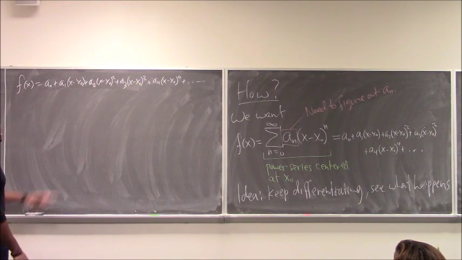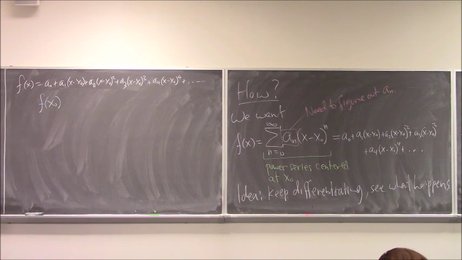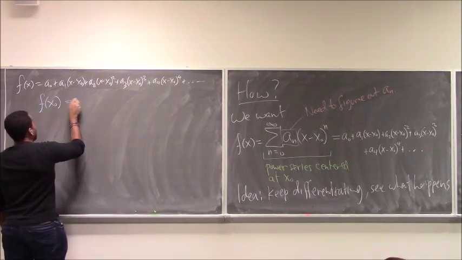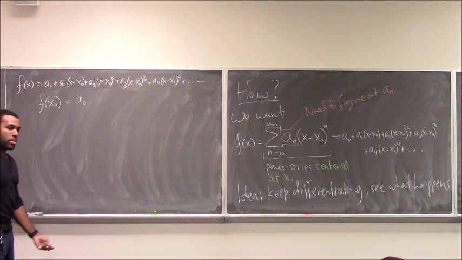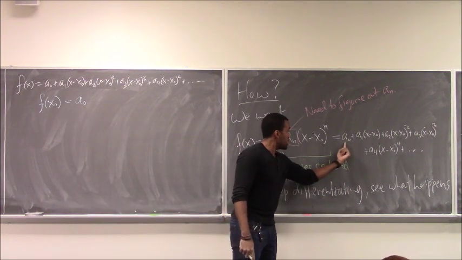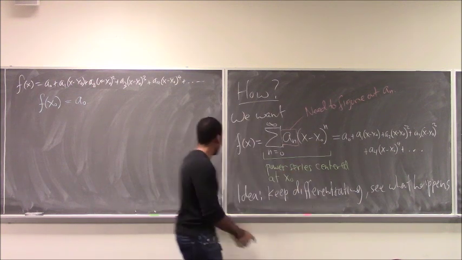Well, f of x naught, right? Notice that if I plug in x naught into this, all of these guys would go to 0. And boom, that's how I find the first guy in this series. So I know exactly what that number is. That number is going to be the function I have evaluated at the point I care about.